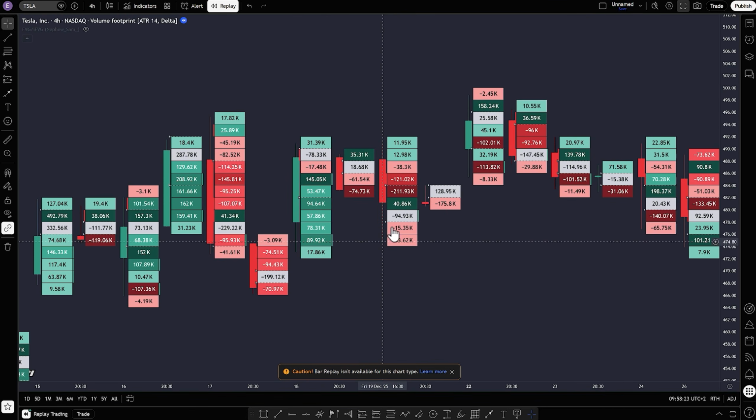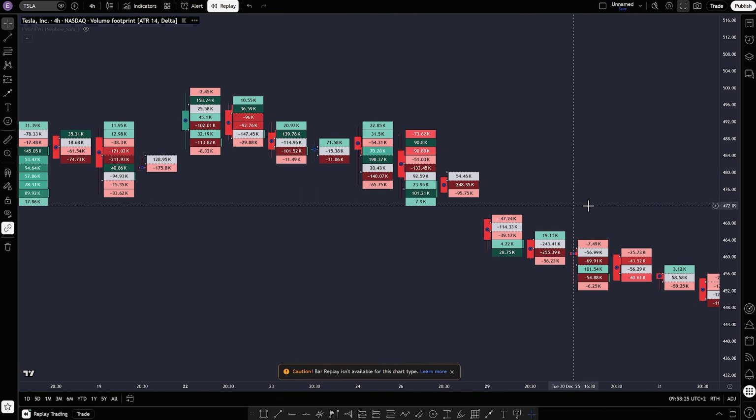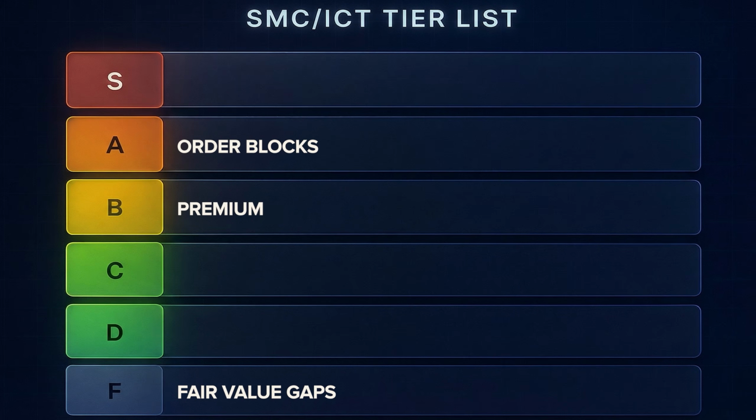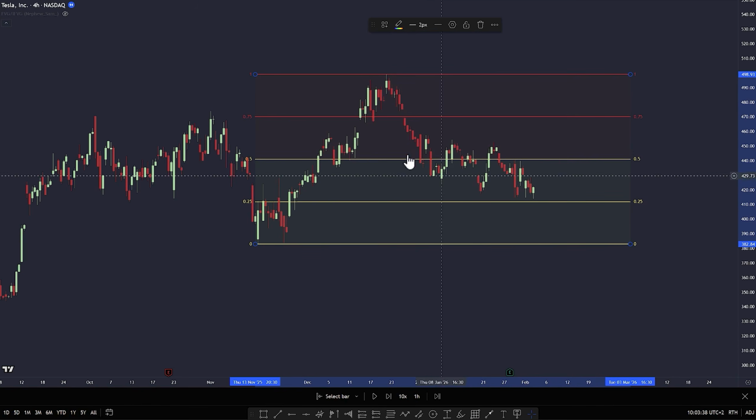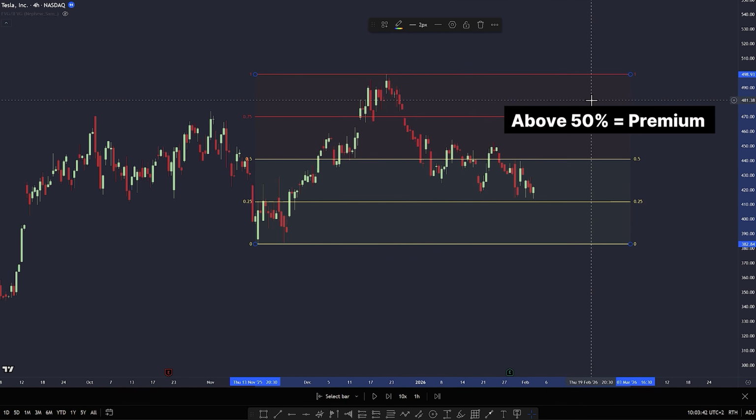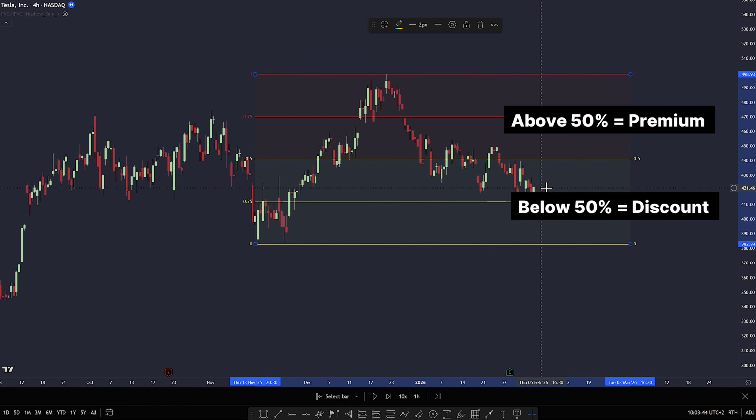Want to know where to actually enter a trade? Use the next concept. Premium and discount, B tier. Take any swing and divide it in half. Above 50% is premium. This is where you look to sell. Below 50% is discount. You look to buy here.